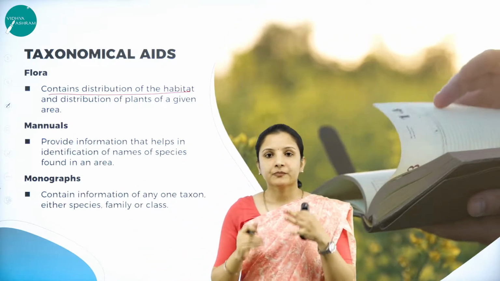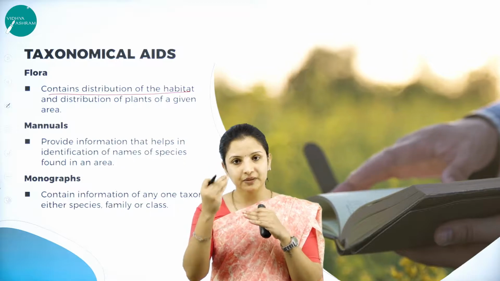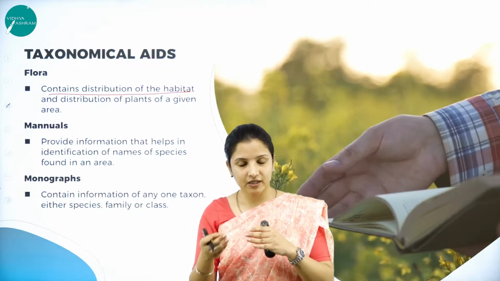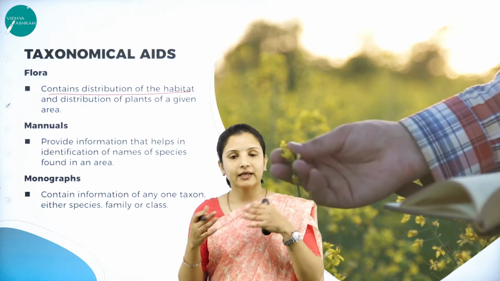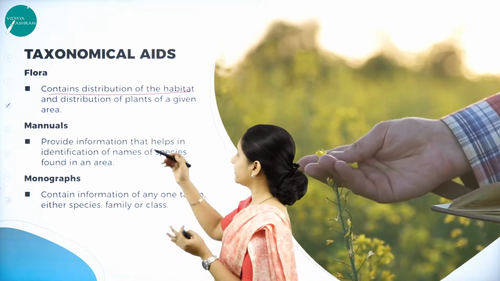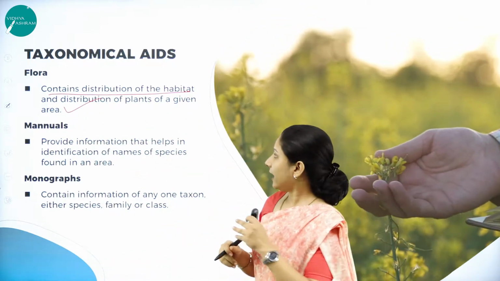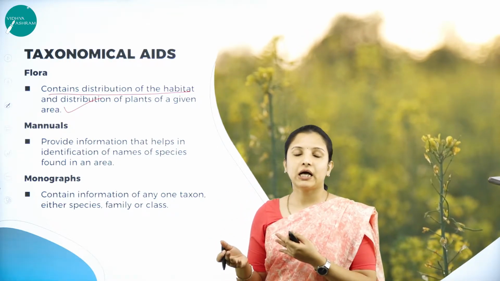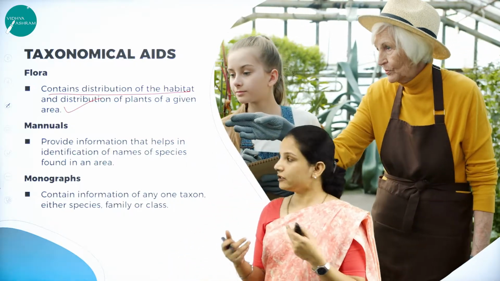So in the Flora of Madras, for all the South Indian plants, in which place they are present, what is their habit, are they present in evergreen forest, deciduous forest, or desert? Like that, marshy areas, all the habitats, everything will be mentioned. So it contains the distribution of the habit and the distribution of plants of a given area. We have South India, so we usually use the Flora of Madras, that is the commonly used one.